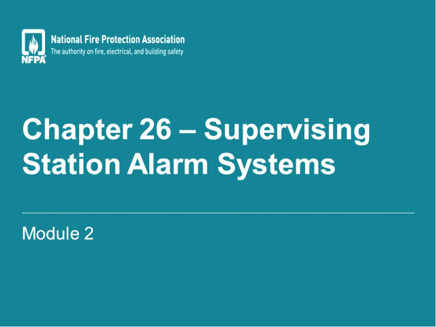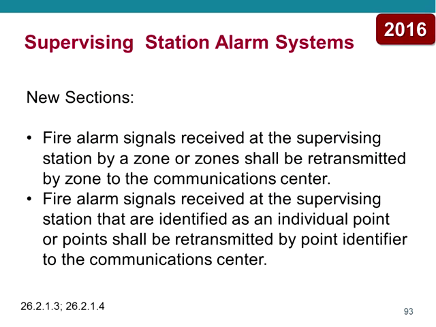Okay, Chapter 26. We have Supervising Station Alarm Systems. We have some new sections here that we're bringing into the code. Fire alarm signals received at the supervising station by zone shall be retransmitted by zone. And then if they're received as individual points, they are retransmitted by individual points to the communications center.